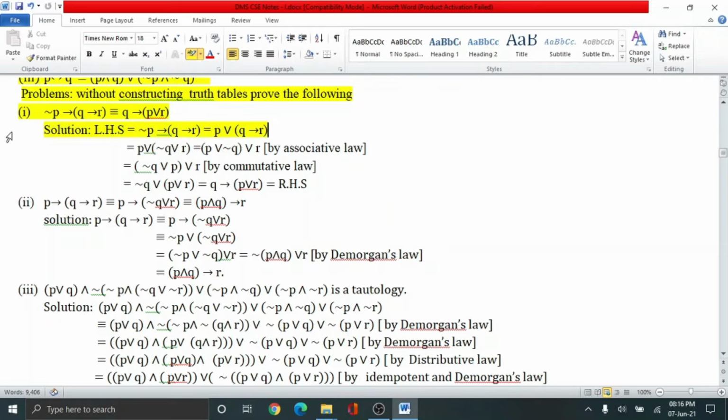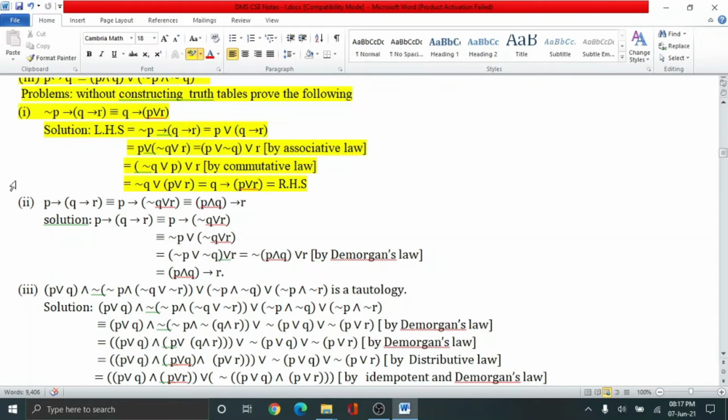Let us consider the LHS part. Negation P implies Q implies R, and this is an equivalent form of P disjunction Q implies R, and this is equivalent to P disjunction negation Q disjunction R. Then we can apply the associative law and we can write the same given compound proposition as P disjunction negation Q disjunction R. And by now applying the commutative law, we can replace the compound proposition as negation Q disjunction P disjunction R.